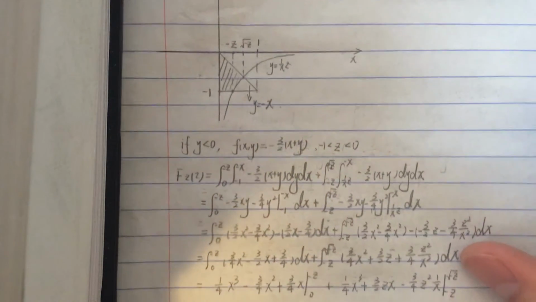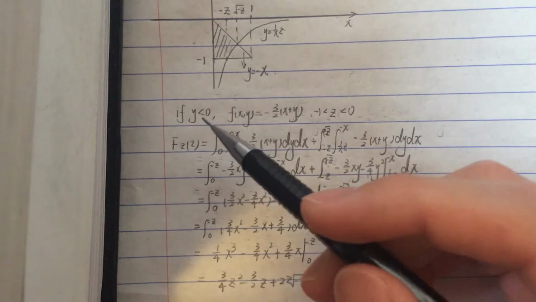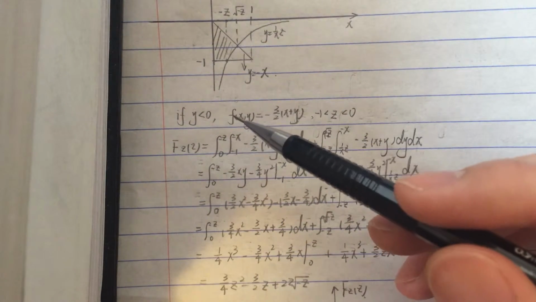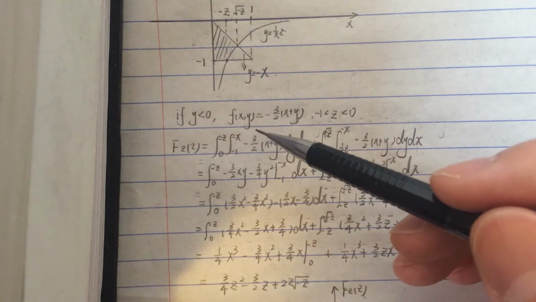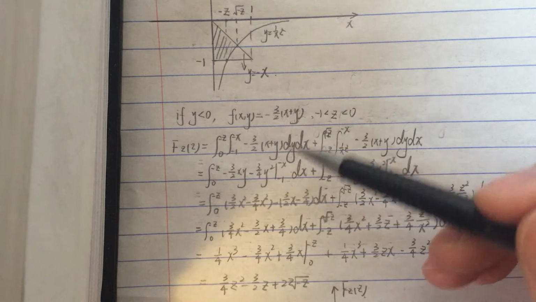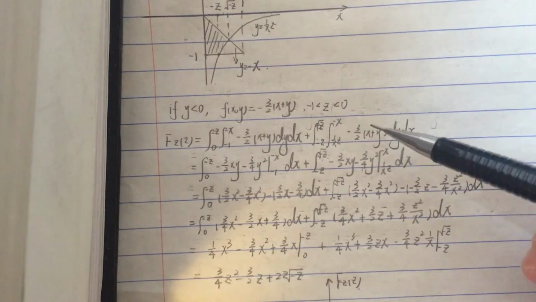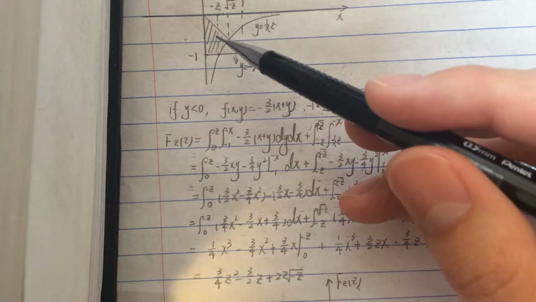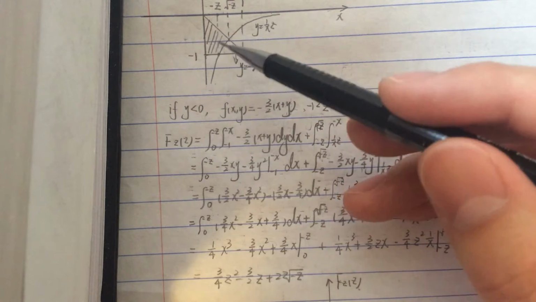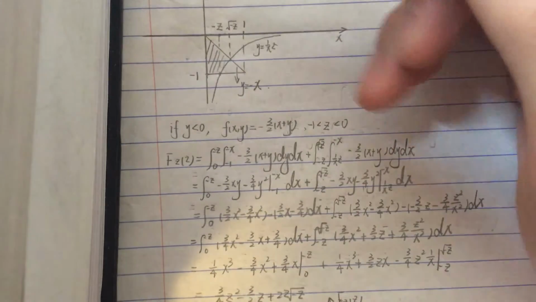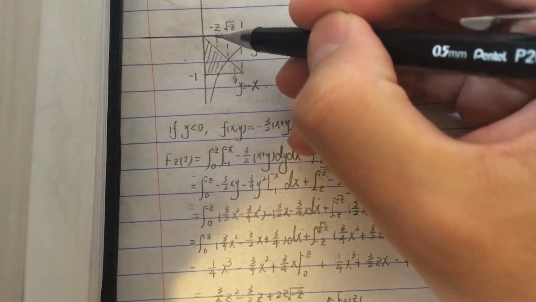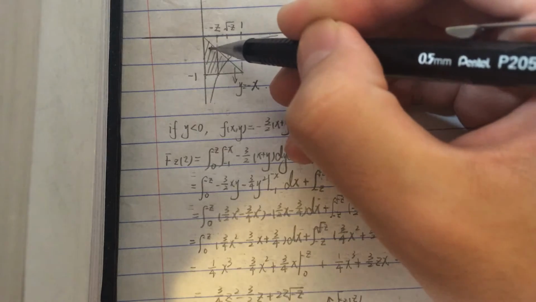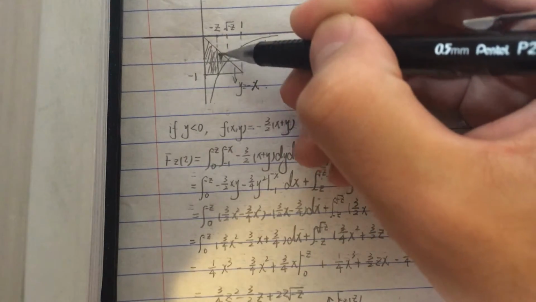And for the second category, y will be smaller than 0, and this is the graph. At this condition, f of x and y will equal minus 3 over 2 times x plus y, and z will be larger than minus 1 and smaller than 0. The area we will need to integrate is this region, and we can also divide this region into two parts. The first part is this one, and the second part is this one.